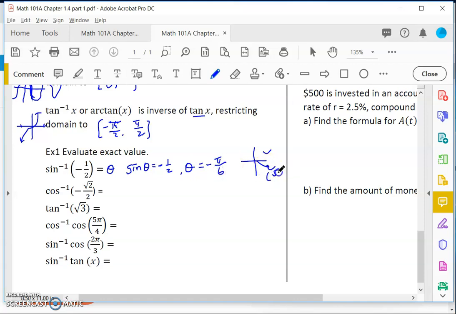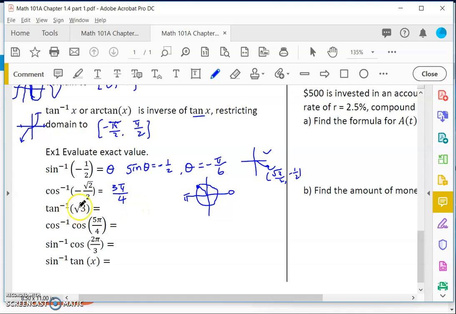This is a root 3 over 2, a negative 1/2, right? And the same for cosine inverse, negative root 2 over 2. So it would be an angle that would give negative root 2 over 2. And for cosine, we restrict it to 0 to pi. So I'm supposed to look at quadrant 1 and quadrant 2. In what place would this be? So this would be here as 3 pi over 4, right? This is the point where I have an x-coordinate of negative root 2 over 2.